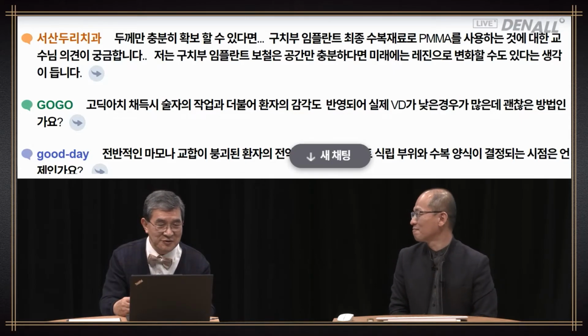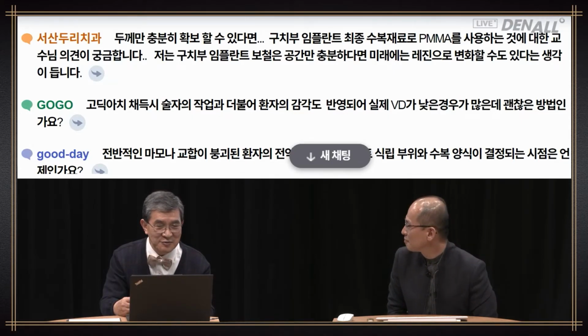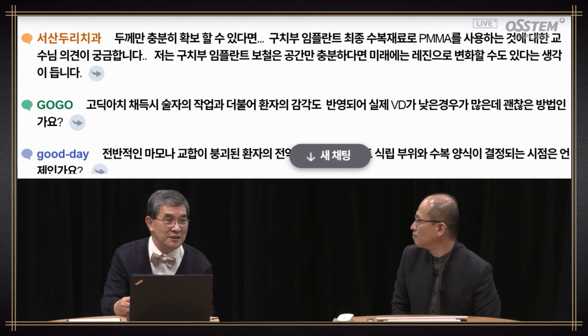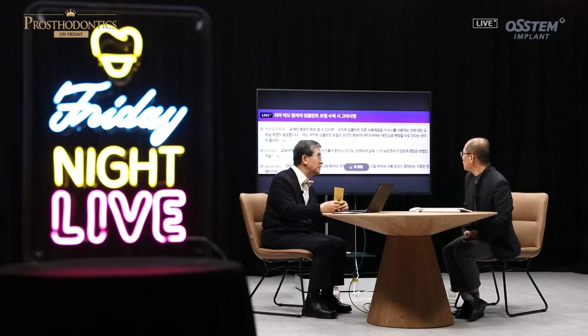From a clinic, a question: if the thickness is sufficient, would PMMA be better? Actually, PMMA as a permanent prosthesis, I didn't use for full mouth cases that much, so I cannot really answer that.